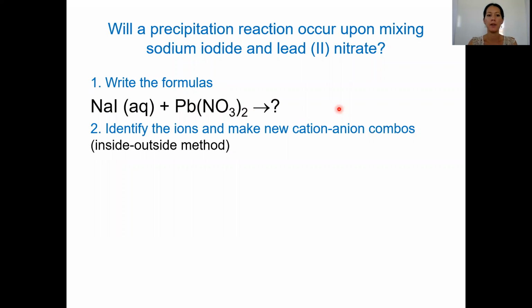Okay, now what? We've identified the ions, and now we're going to make new cation-anion combos. So now the sodium, the cation of this guy, is going to pair with the nitrate, the anion of the other guy, and the lead's going to pair with the iodide. So one thing that you need to know is you always put cation first and anion next. So the way this works is the cation of one pairs with the anion of the other. These are the outside guys. And then the lead and iodide, those are the inside guys.